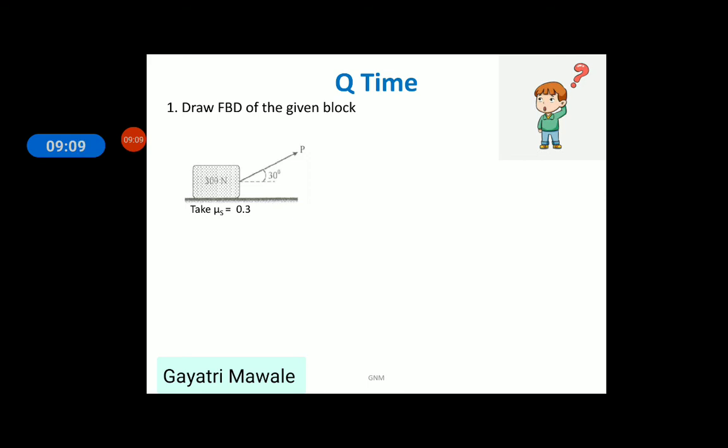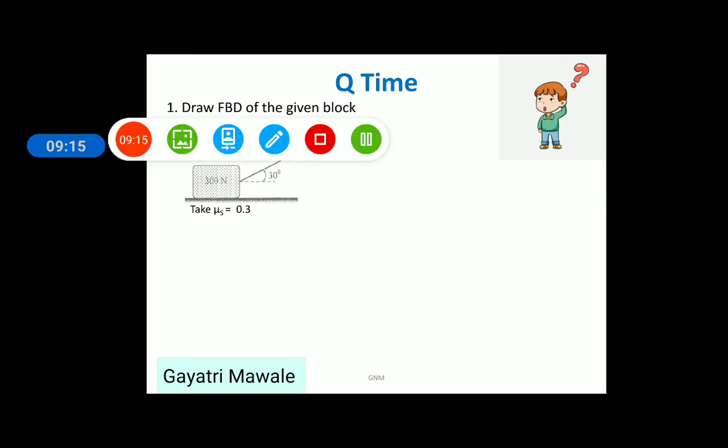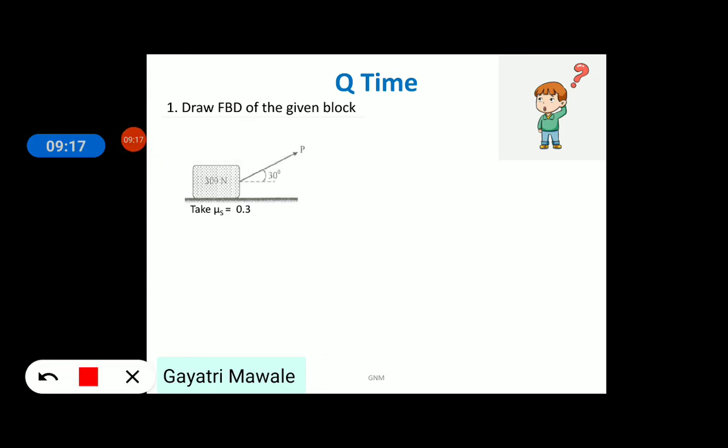To check your answer, I will give you here FBD of this block. Make the block free from its support. Give name to the contact surfaces. Here only one contact surface is there. So give name 1 to the contact surface. Show weight of the block vertically downward from its center. It is given 300 Newton here.